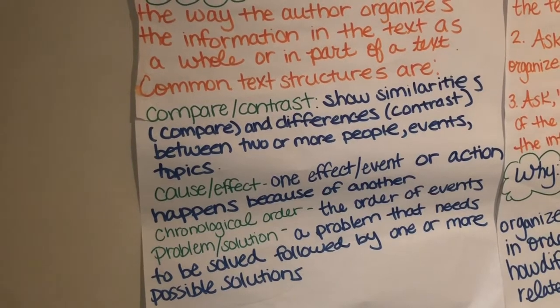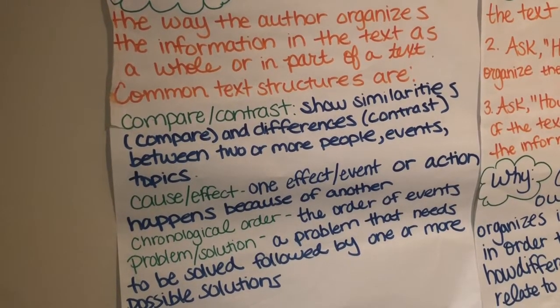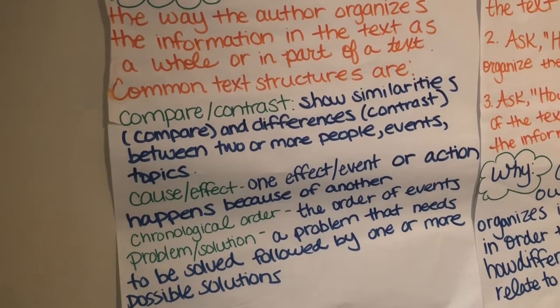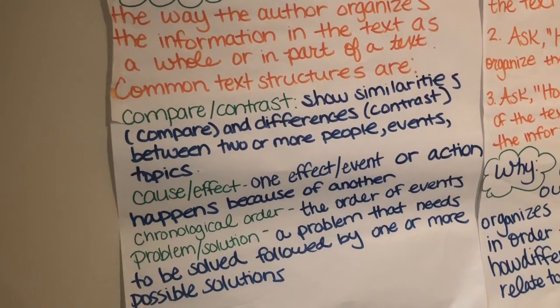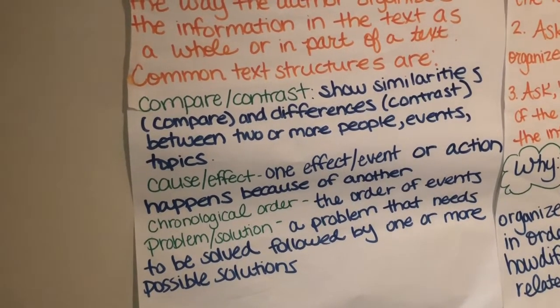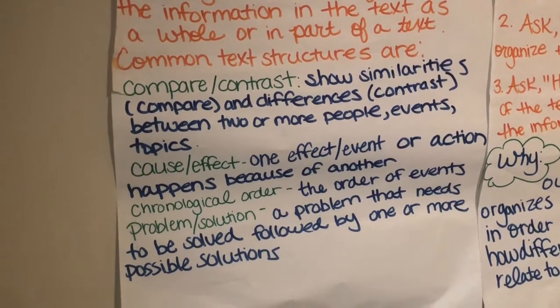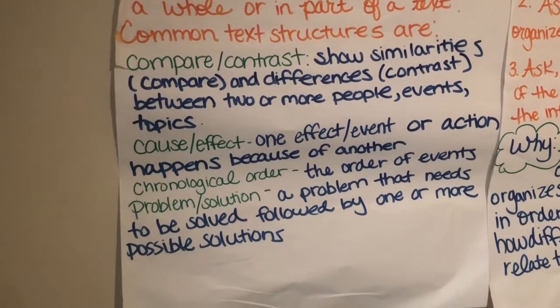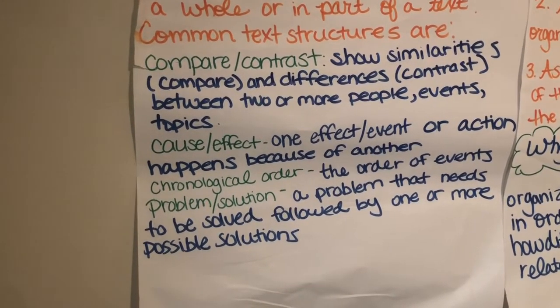Cause and effect: one effect or event or action happens because of another. Chronological order, which is the order of events. And problem solution: a problem that needs to be solved, followed by one or more possible solutions.